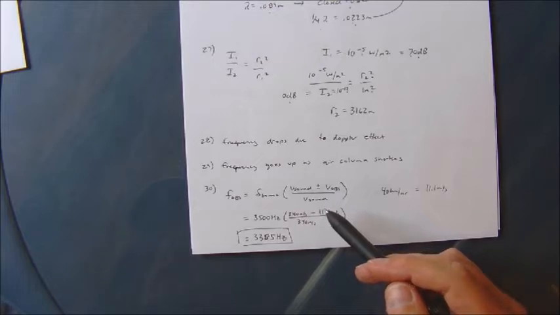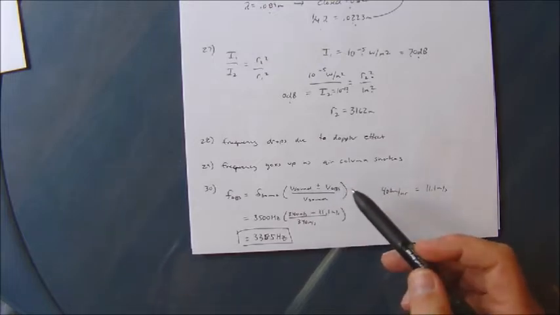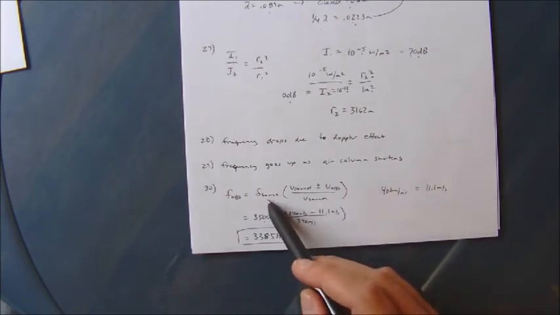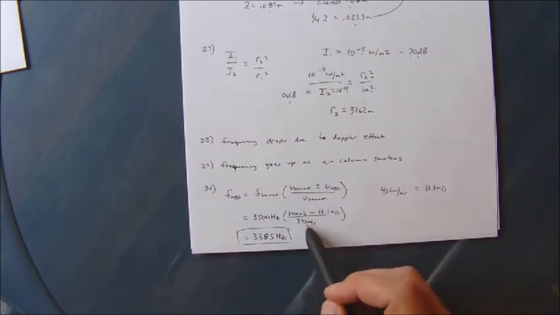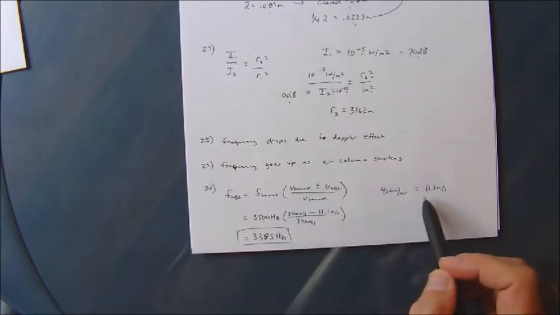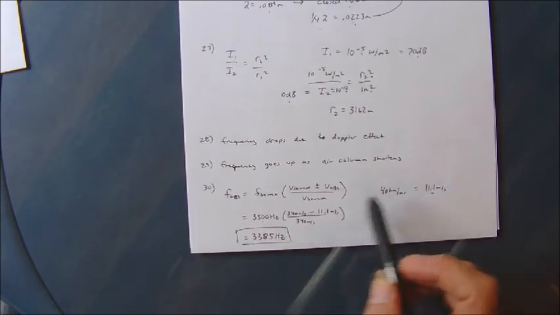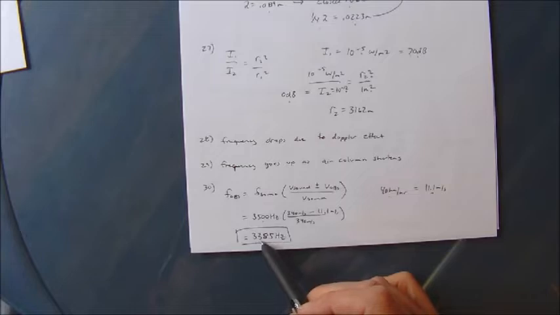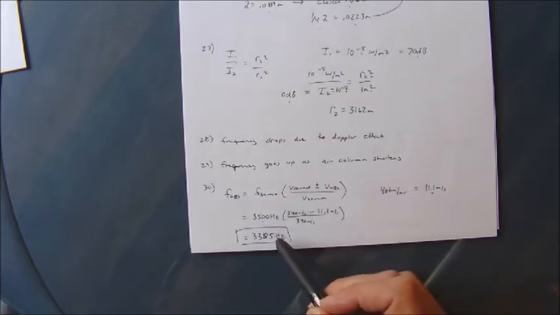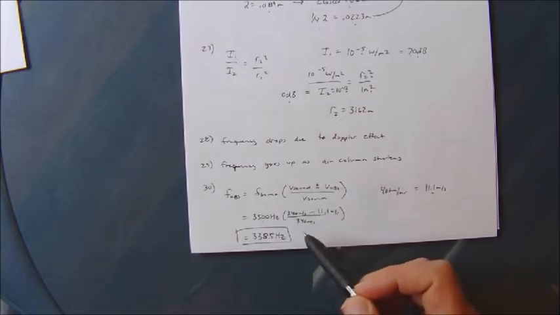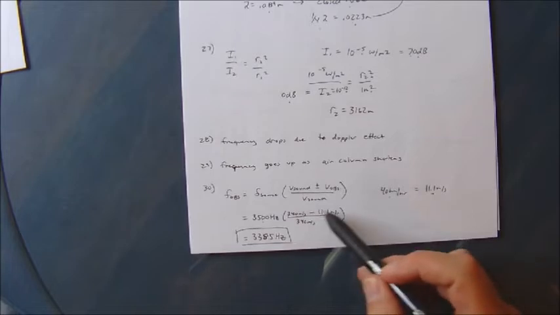Number 30 is a Doppler effect question. We have a fire station. Fire stations don't move, so in this case the observer's moving. 3,500 hertz is the frequency of the source. Velocity of sound, I used 340. And minus 11.1, because it's 40 kilometers per hour, is 11.1 meters per second. And this works out to be 3385 hertz. So we hear something slightly lower as we drive away from it. Why is it minus? Because we're going away. So this fraction needs to be less than 1.